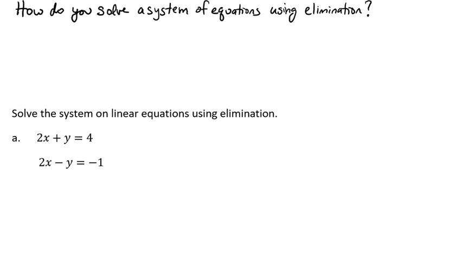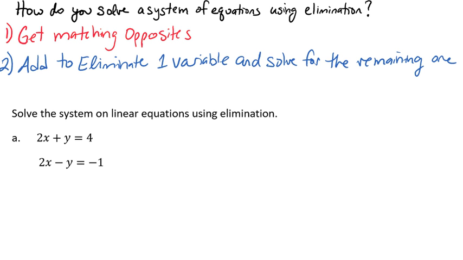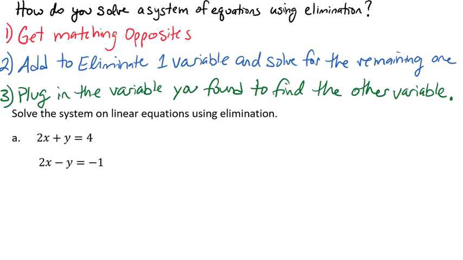In this video, we're going to be going over how to solve a system of equations using elimination. First, you're going to want to get matching opposites, and we'll talk about what that means in our example. Then add to eliminate one of the variables, and then solve for the remaining variable. And then plug in the variable you found to find the other variable. So let's do an example.